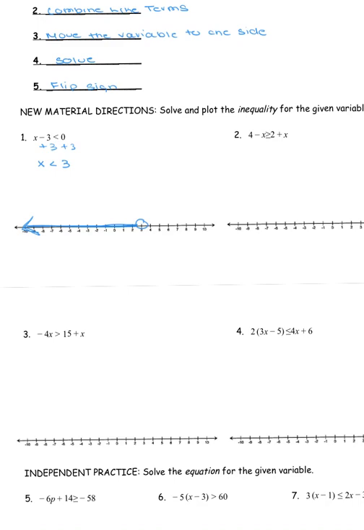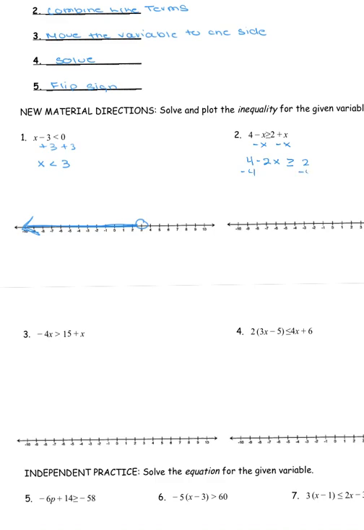All right, for number 2, I have 4 minus x is greater than or equal to 2 plus x. Again, when solving multi-step equations, I'm going to check to see if I have the distributive property. Then I'm going to check to see if I have to combine like terms on either side. And now I can see that I have to move the variable to one side of the inequality sign. So I'm going to go ahead and subtract x from both sides. I get 4 minus 2x is greater than or equal to 2.